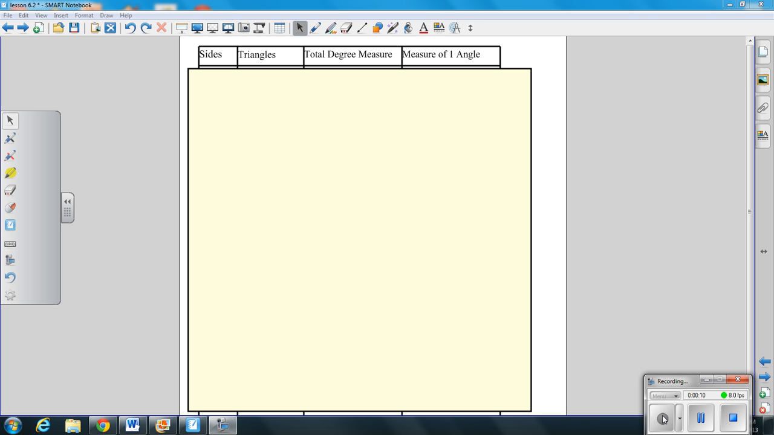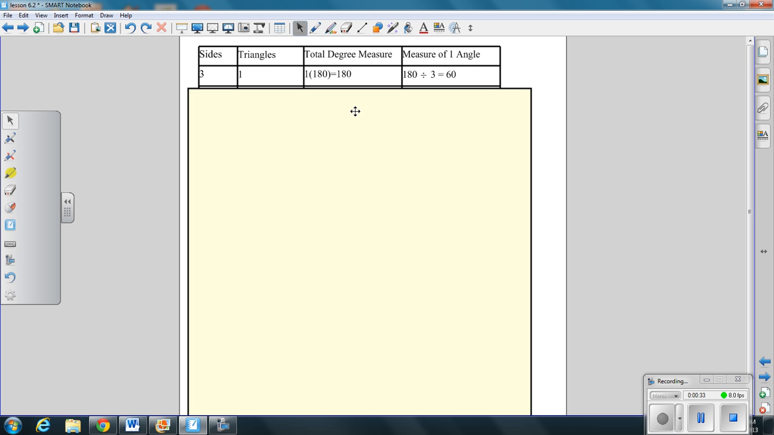Before we start the next worksheet, all of you should have received a chart that has the number of sides, number of triangles, total degree measure, and the measure of one angle. And you should have completed it for your warm-up. If not, I'd like to share the solutions with you. So here we are. If it goes too quickly, raise your hand and we can pause it along the way.